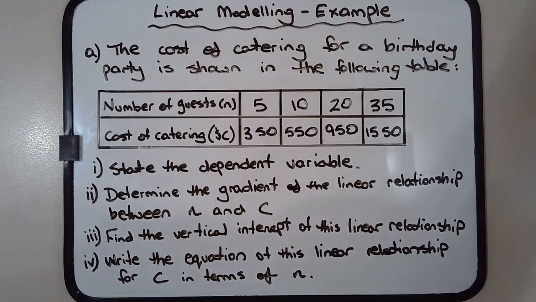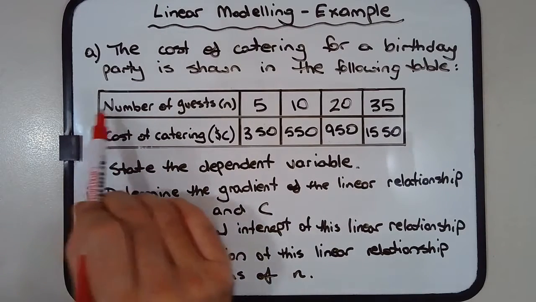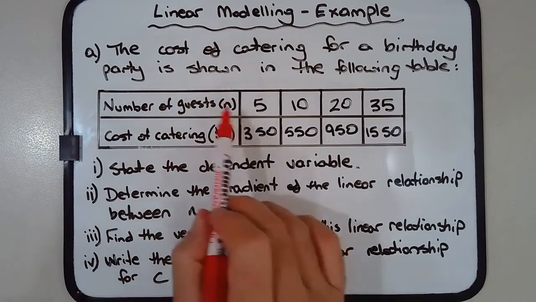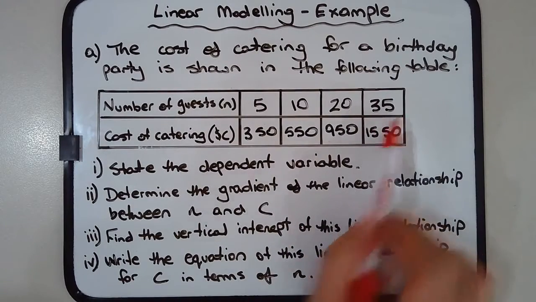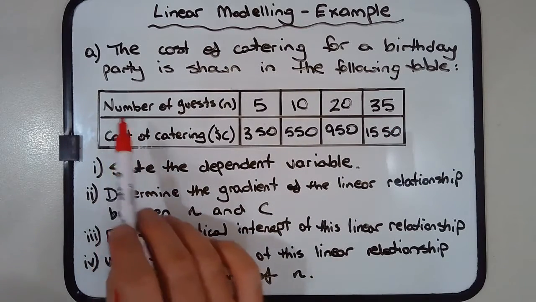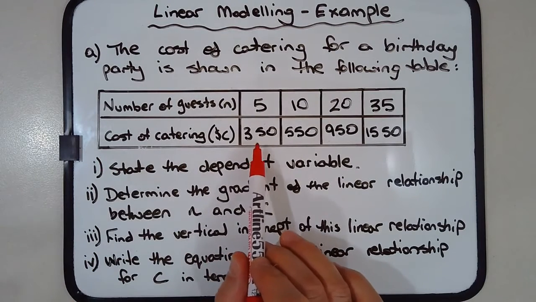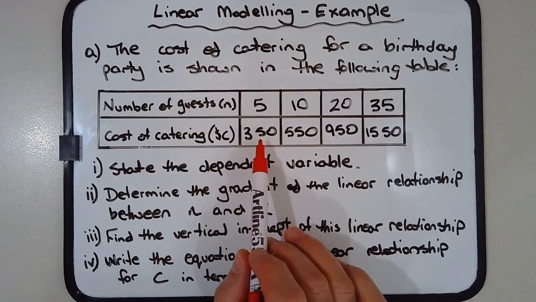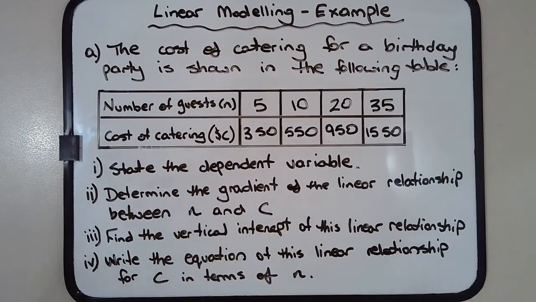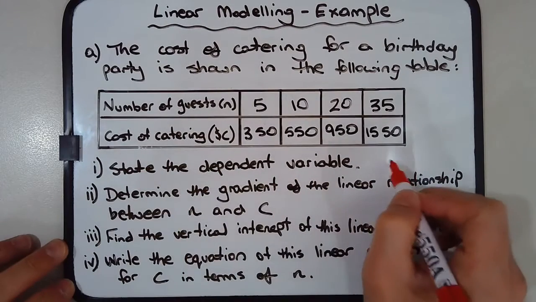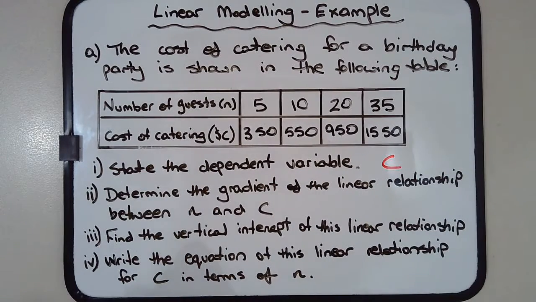All right, let's start. State the dependent variable. Independent and dependent. So the independent variable is like the X variable, and independent variables always use the top row. They're the ones that we have some control over. So this is the independent variable. The dependent variable is the one that depends on the independent variable, where the value depends on whatever the independent one is, that's the bottom row. So the dependent variable is the cost of catering, which is C.